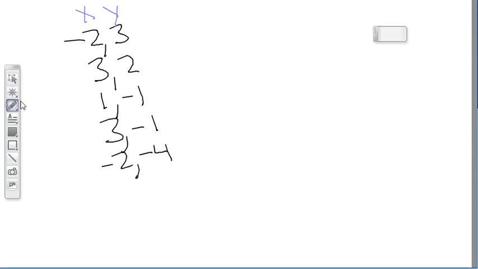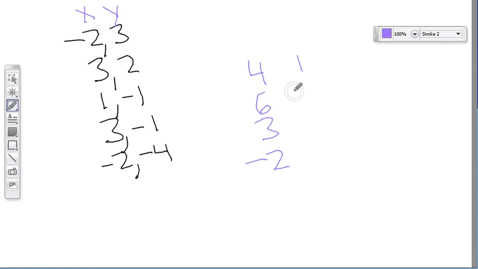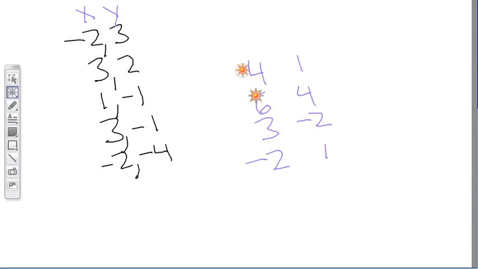Okay. Now, you can have the same y value. So let's say we have 4, 6, 3, -2, and we have 1, 4, -2, 1. Okay. You can see that we have 1 listed more than once, but this is still a function because none of the x values are the same. None of these x values are paired with a different y value.